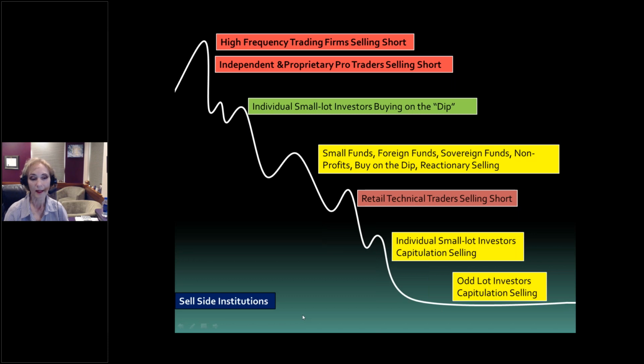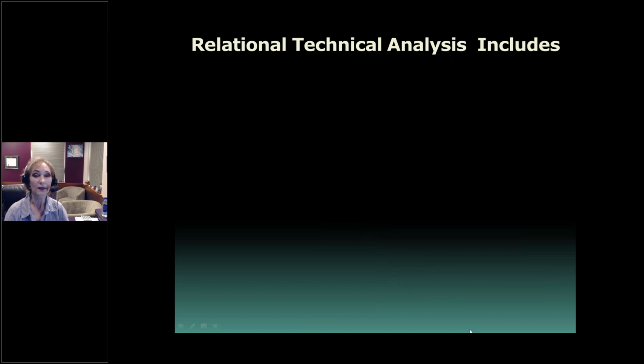The buy-side and the sell-side institutions are bargain hunting, and they will wait until the capitulation of the individual small lot investors and odd lot investors and the capitulation of the smaller funds, retail traders. You need to learn both sides of the market because you will need to be able to trade the bear markets when they arrive.